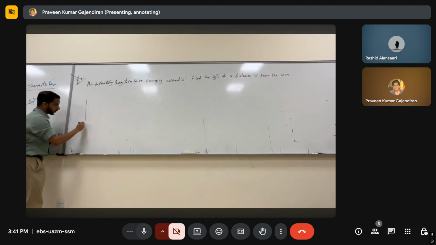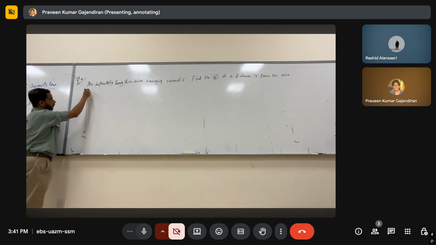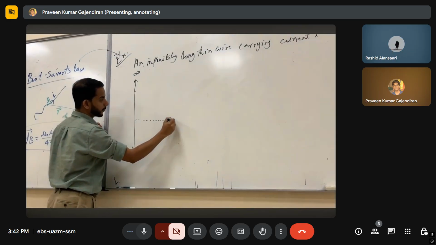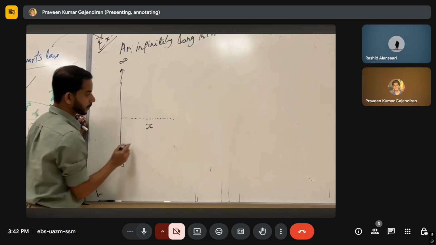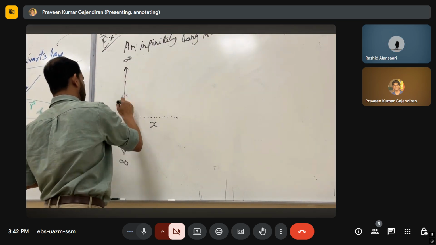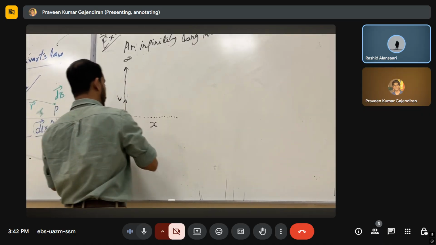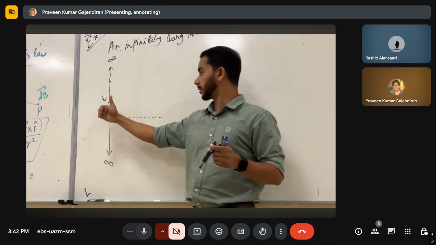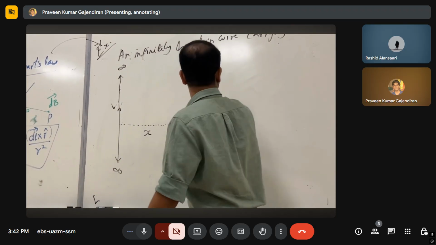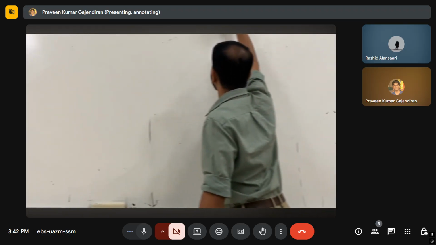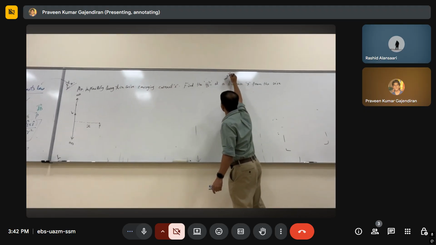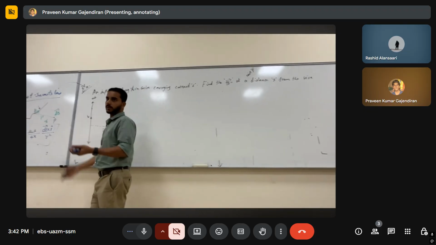So you have the long wire. This is an infinitely long wire, right? And then you have some point at distance x from this wire, and you have to find the field there. And this is carrying current I, by the way, to have a magnetic field around this wire. You have to find the magnetic field at a point, something called P. Just assume that as a point, okay?